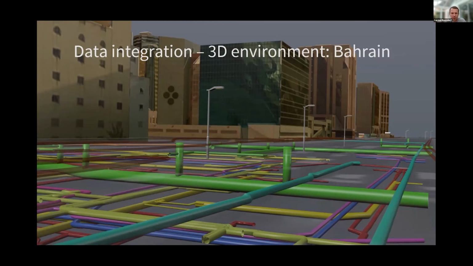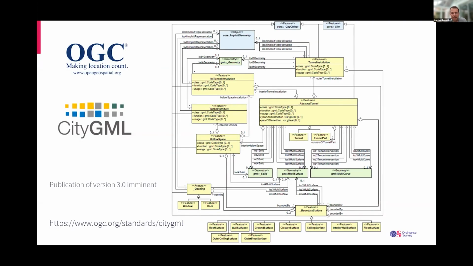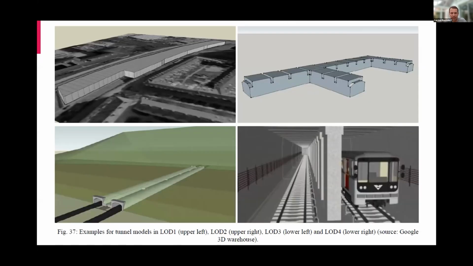There's a video on YouTube that you can also find in your own time if you want to have a look at. And this is based on an information model that's been issued by the Open Geospatial Consortium called CityGML, which is an integration model for all sorts of urban data. And it allows you to represent tunnel infrastructures in a variety of levels of detail. So you see blocky structures in the upper left-hand corners down to very detailed interior models.